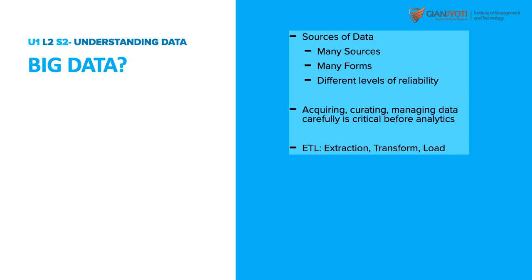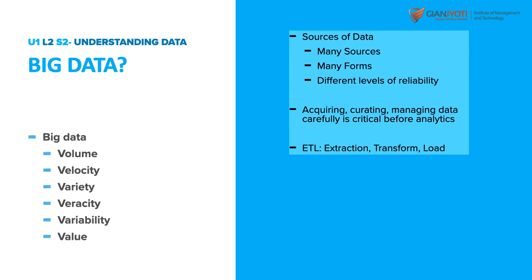So what is the first thing we do before we use it for analytics? We first acquire the data, we curate the data. That means we remove the duplication and we try to take out all the things which are not relevant and we cure the data. That is what we say. And then we manage the data carefully. And the model that we use for that is the ETL model, that is extraction, transform, and load.